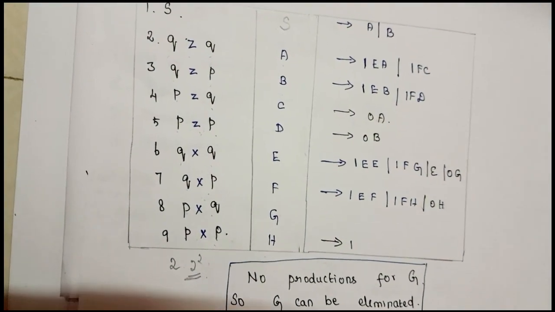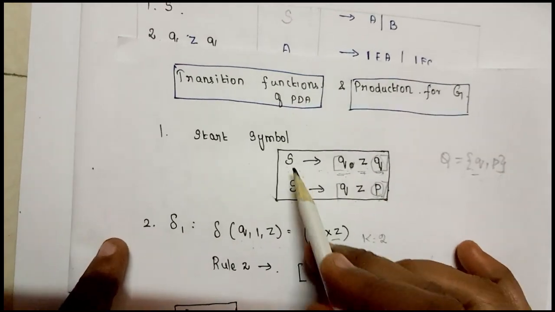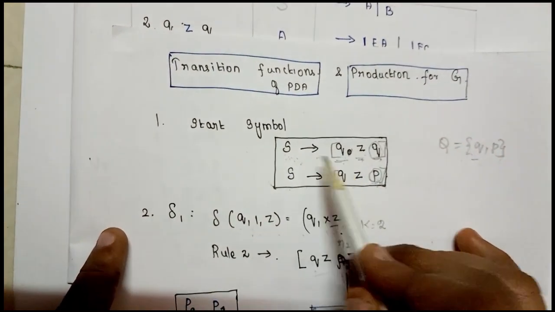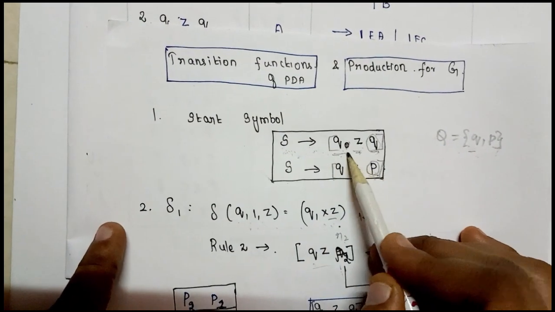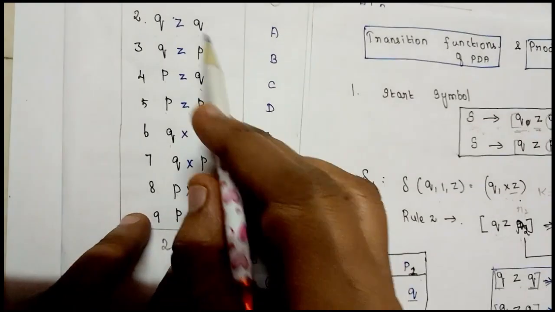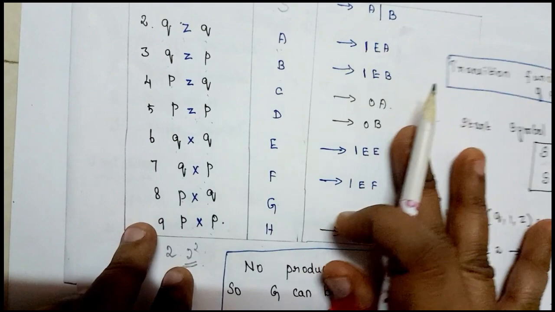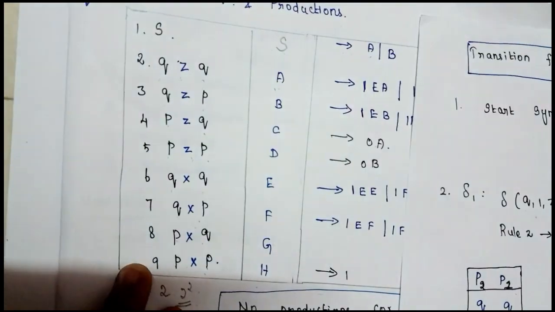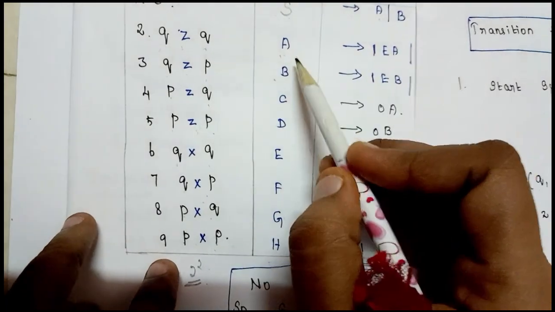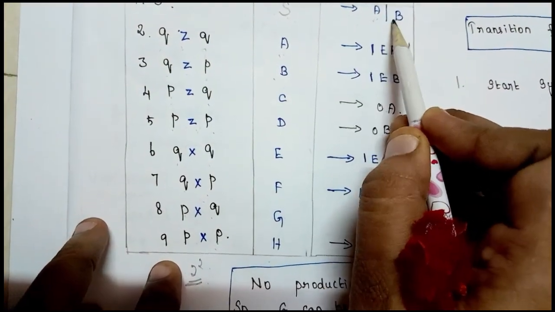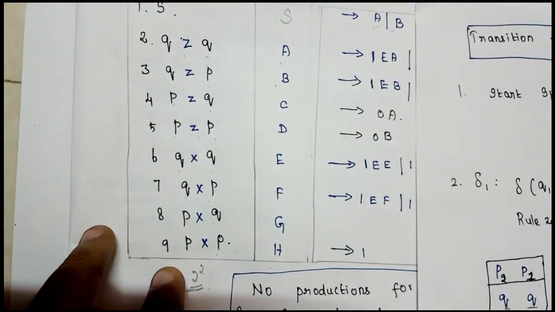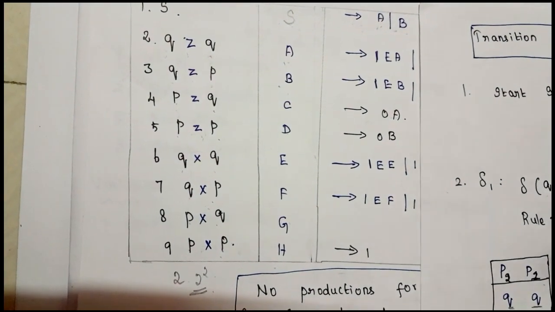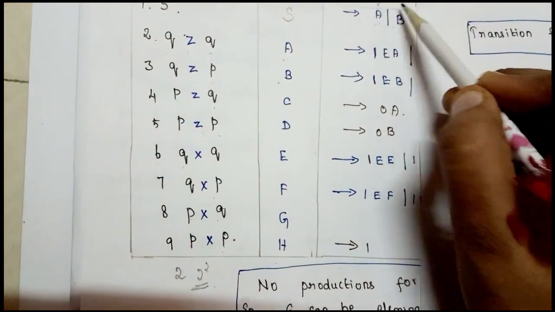Let's take the first production. For the start symbol, we found that S produces QZQ. What is the new name for QZQ? It is A. So we are replacing this S production as S produces A. What is the alternative production for S? S produces QZP, and QZP is B. So S produces A or B. We have two productions for S, which are represented here. So these two are done.